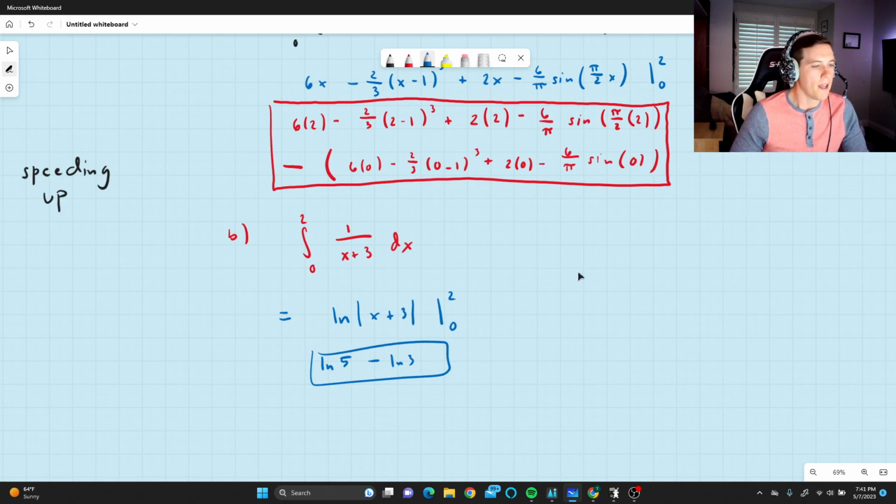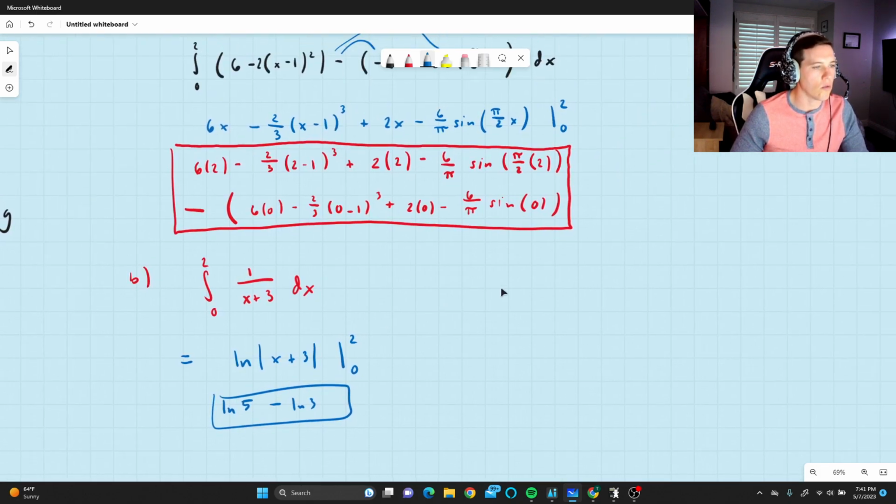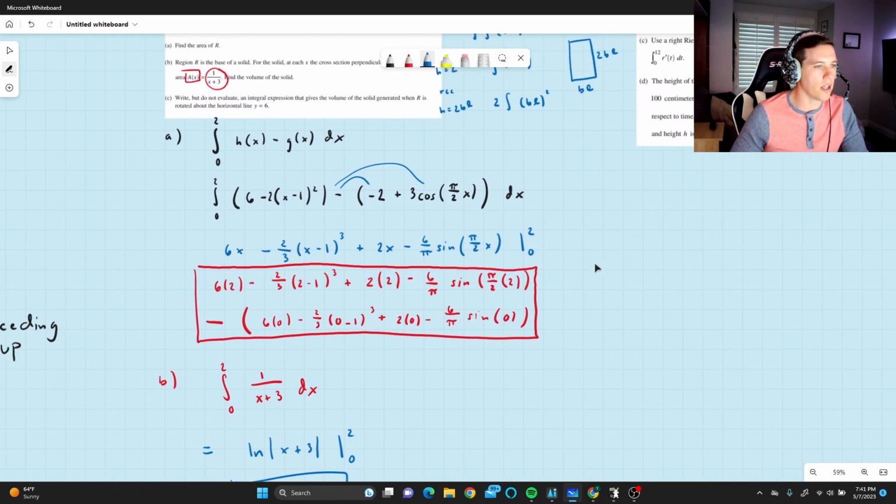No setup. Remember absolute value in logs. When you take the antiderivative involving a log, you need absolute values until you plug things in. Okay? So, looks worse than it is, but when they give you the area, it's actually really nice.